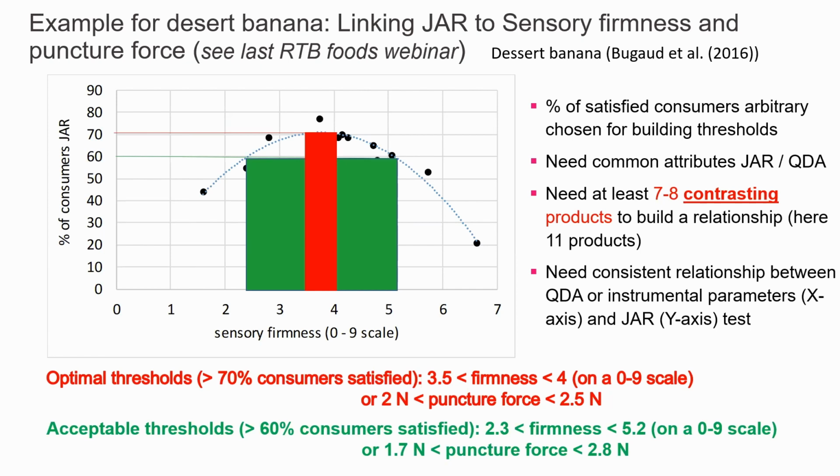To do that, he needed contrasting products. As you see in the list here, you need common attributes for JAR and QDA. You need a consistent relationship between QDA and instrumental parameters. But what I want to highlight is that 7 or 8 is the minimum, and here he used 11 points, and those points have to be quite different, otherwise you don't get a curve. If you get similar varieties, then you probably don't get a curve, and you'll not get to your threshold.